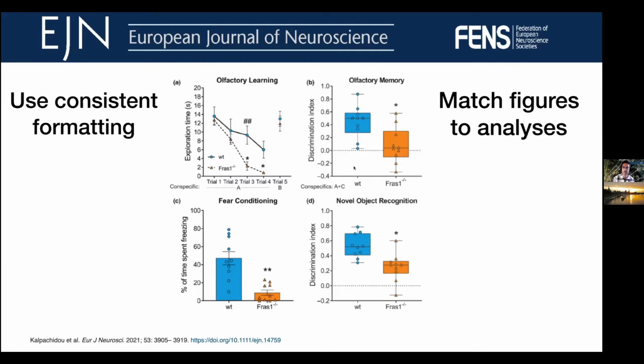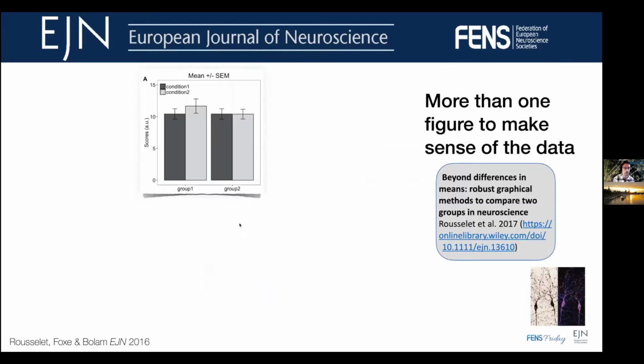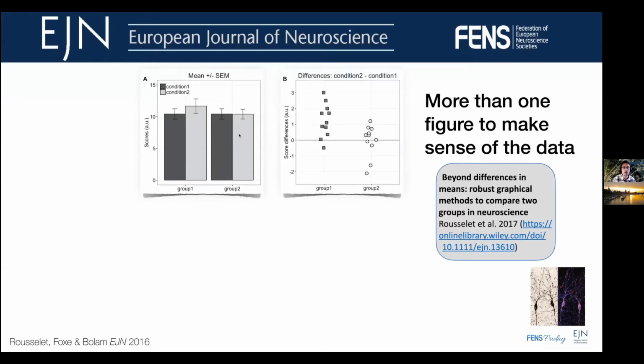But it doesn't mean that one figure is going to be enough to make sense of your data, even if it's a very small, simple design. So let me give you an example from the 2016 editorial, where we present here this 2x2 design. So we have two independent groups, and each group was tested in two conditions. So we have a classic representation of a bar graph suggesting some form of interaction. Now, it's a bit more complicated than that.